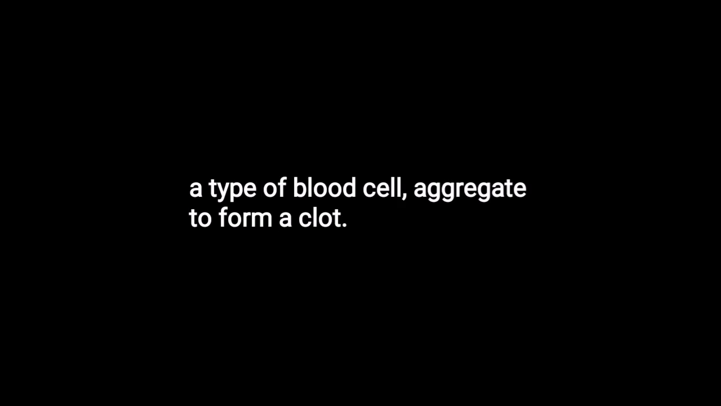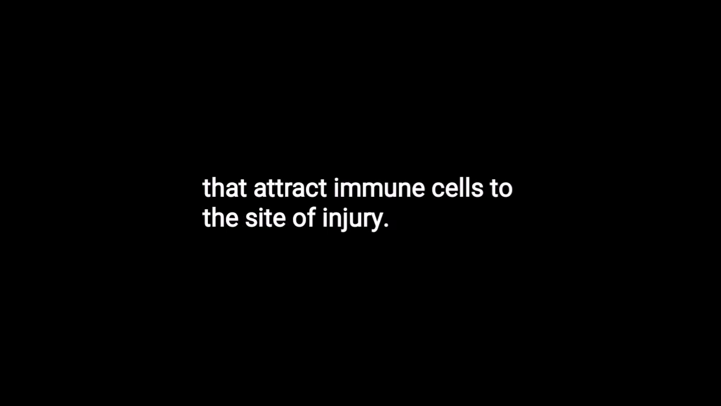The first phase, hemostasis, begins immediately after an injury occurs. The primary aim during this phase is to stop bleeding. When blood vessels are damaged, they constrict to reduce blood flow, and platelets, a type of blood cell, aggregate to form a clot. The clot acts as a physical barrier to prevent further blood loss and also releases signaling molecules that attract immune cells to the site of injury. This initial response is crucial, as it sets the stage for the subsequent inflammatory phase.